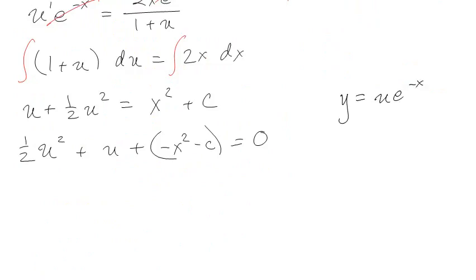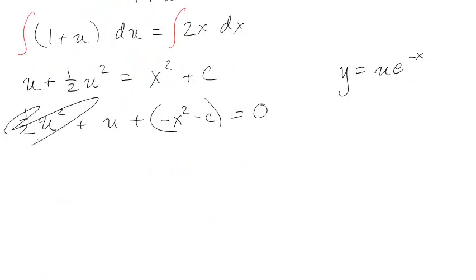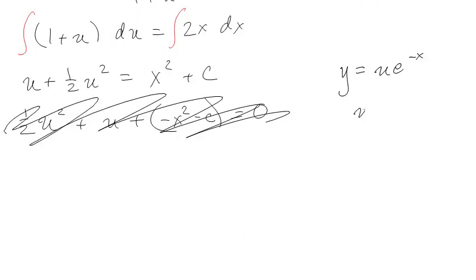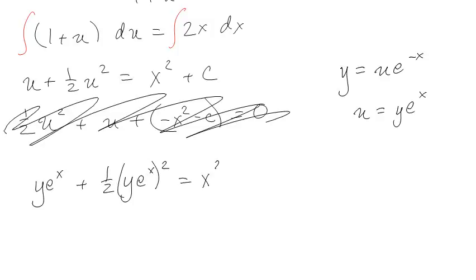So what I can do is, instead of solving for u explicitly, I can go in and say that u is equal to y times e to the positive x, right? Because I flip it to the other side. So I've got y e to the x plus 1/2 y e to the x quantity squared is equal to x squared plus c. And so now I have an implicit solution, this thingy is equal to that thingy.